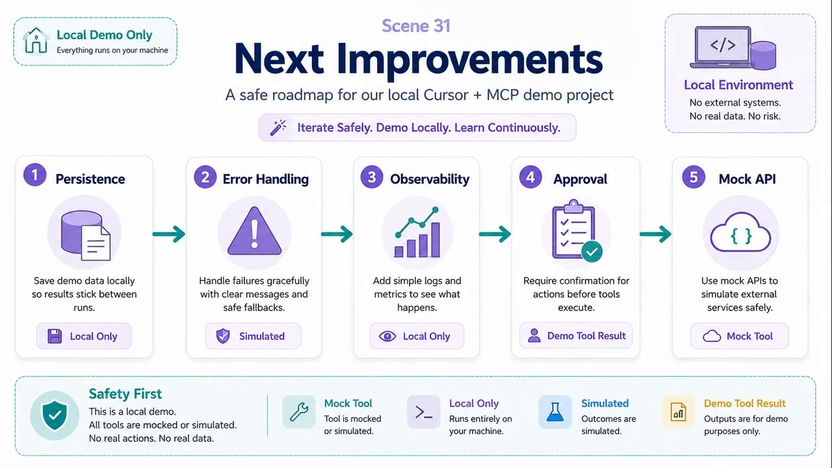This sets up the next important point, next improvements. The next improvement is persistence with a local file or test database. The second improvement is stronger error handling. The third improvement is better observability. Log tool calls, arguments, timing, and failures safely. The fourth improvement is human approval for simulated write actions. The fifth improvement is a local mock API layer. These upgrades build skill without jumping into production risk.